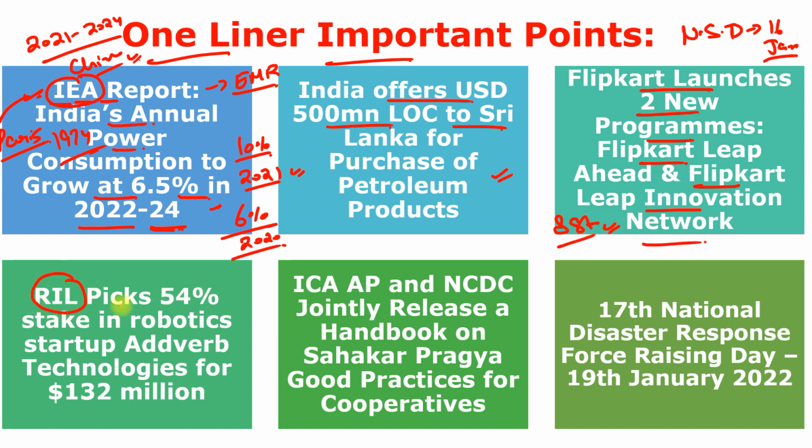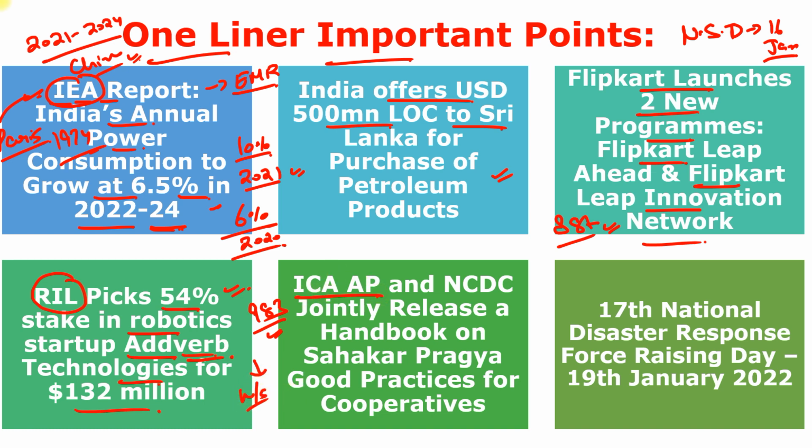Next, Reliance Industries Limited picks up 54% stake in robotics startup known as AdVerb Technologies for $132 million. So Reliance Retail Ventures Limited, which is the retail unit of Reliance Industries Limited, has acquired a 54% stake, the majority stake, in AdVerb Technologies Private Limited, which is a Noida-based robotics startup, for 983 crore rupees. With this investment, Reliance has become a strategic partner of AdVerb Technology, and with this funding, AdVerb Technology plans to deploy robots across hospitals and airports.